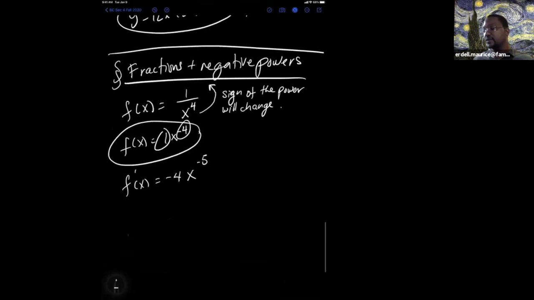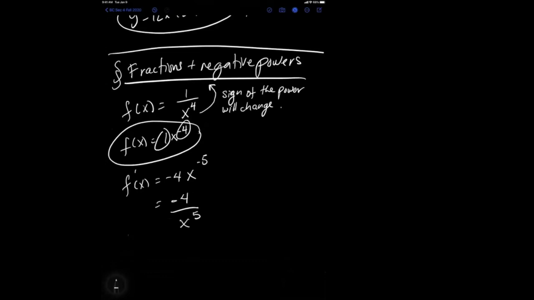But again, just like always, if I start as a fraction, I should end as a fraction. So if I bring it back down, again, the sign will change. And this would be my final answer. This would be the derivative of my function. Questions?